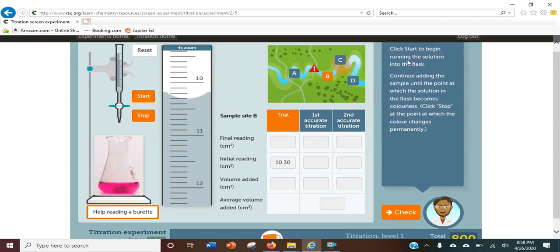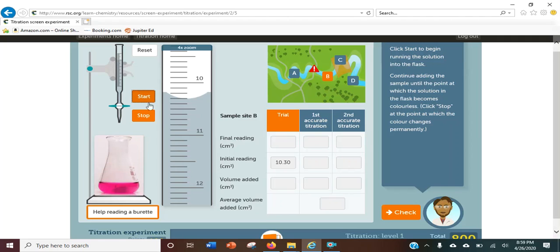Click Start to begin running the solution into the flask. What this means is if you click Start, you're going to open the tap, and the acid is going to flow into the solution in the flask. Once the solution becomes colorless, click Stop. That means the color change is permanent. Remember, phenolphthalein is colorless in the presence of an acid. So once it turns colorless, your base is completely neutralized.